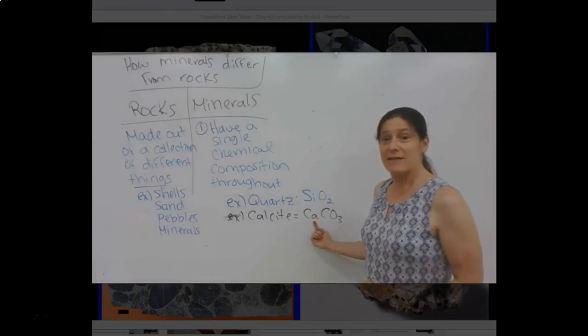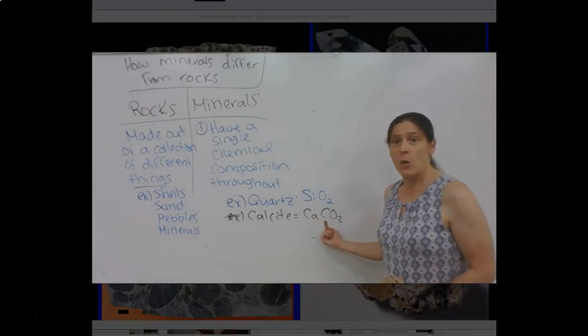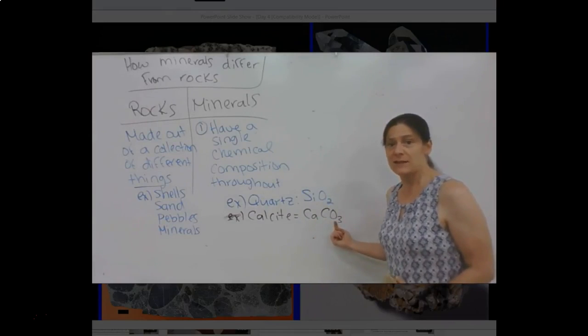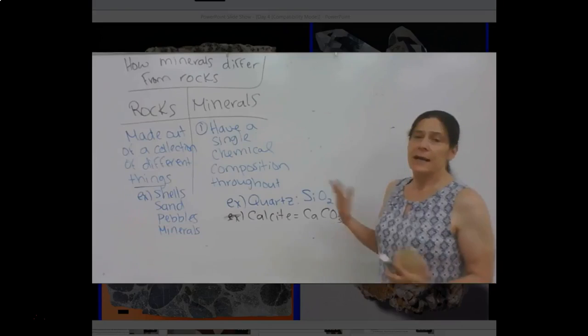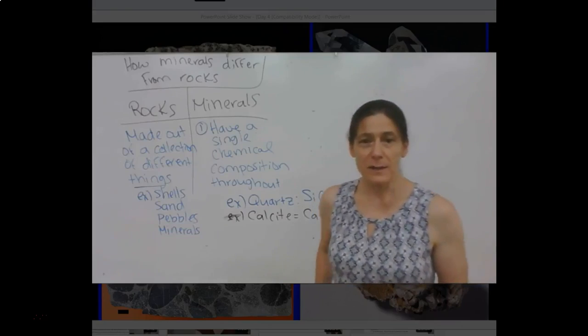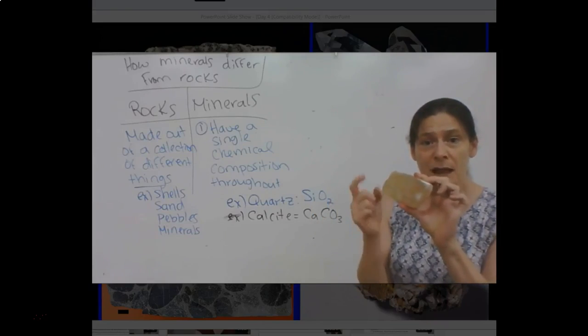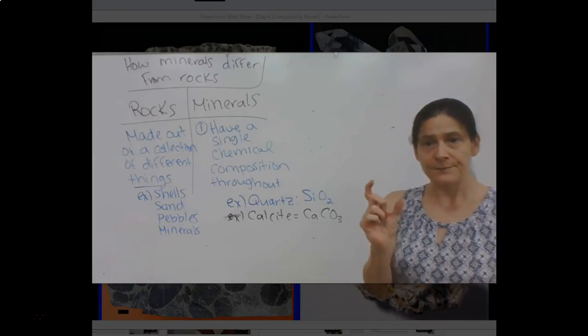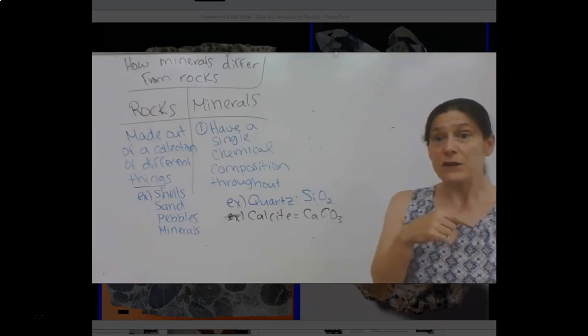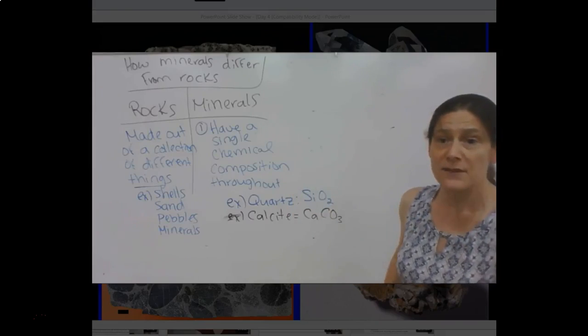So calcite, CaCO3. There's 1 atom of calcium, that's what Ca means, 1 atom of carbon, that's what the C is, for 3 atoms of oxygen. And again, you don't need to know the formula. The point is it has a single composition. No matter where I sample, I'm always going to have 1 atom of carbon, 1 atom of calcium for every 3 atoms of oxygen. It's the same composition throughout.